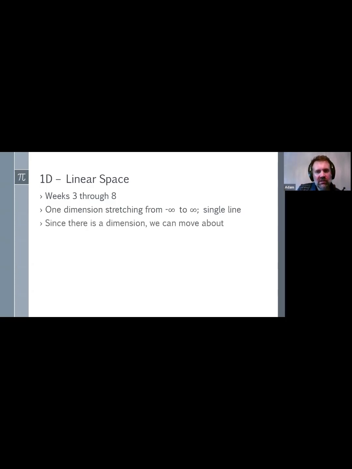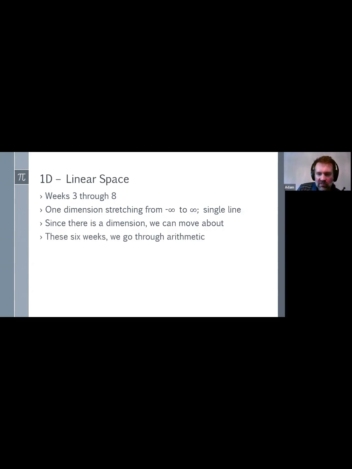And since there is dimension, we actually can move about now. In the 0, we couldn't. We were just kind of looking at the numbers. Now we can move about using arithmetic in order to go from 2 plus some number equals another number on the same line. So we're now going to go through arithmetic in these weeks.